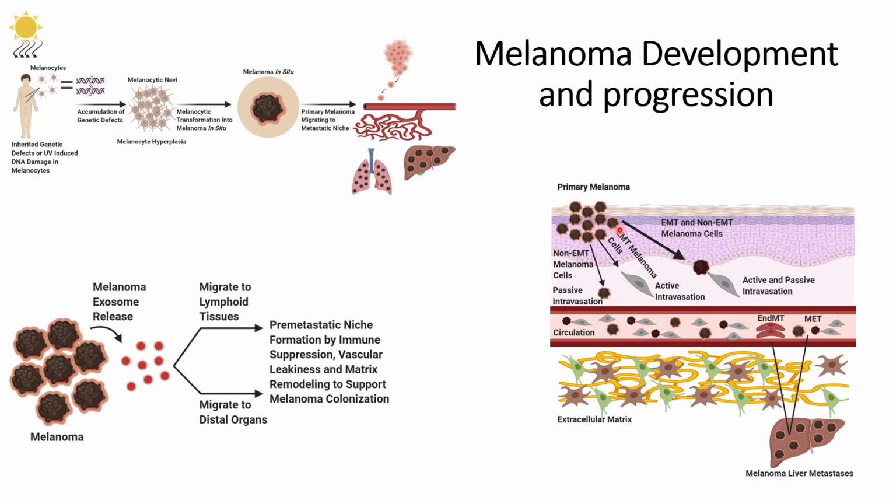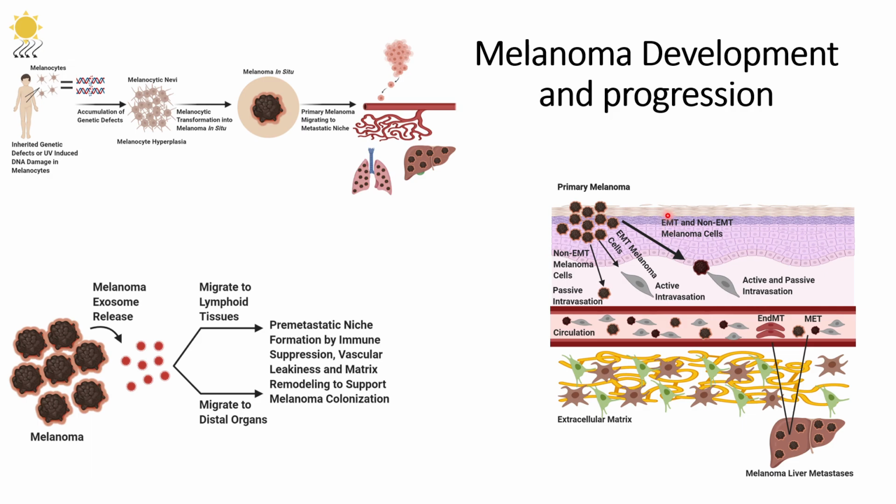The next one is EMT melanoma cells. In this case, the melanoma has acquired mesenchymal characteristics. The mesenchymal cells have the property to transport from one part of the body to another part of the body. And so these EMT melanoma cells move from the site of origin to the blood vessels, and after that it will lead to active intravasation.